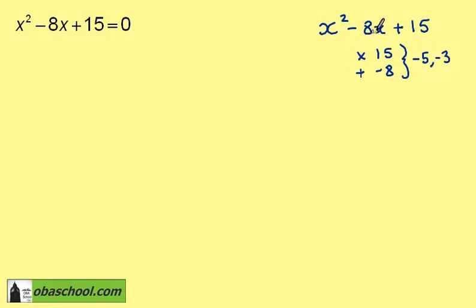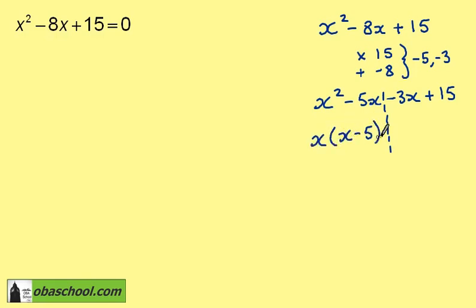We use these two numbers to split the -8, so we get x squared minus 5x minus 3x plus 15. We then factorize each half of this expression: take out a common x, we get x minus 5; take out minus 3, and we get x minus 5. The x minus 5 will be the same on both sides, and the other bracket contains the x from here and the minus 3 from here.